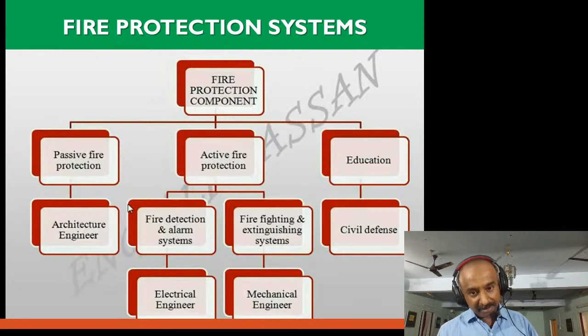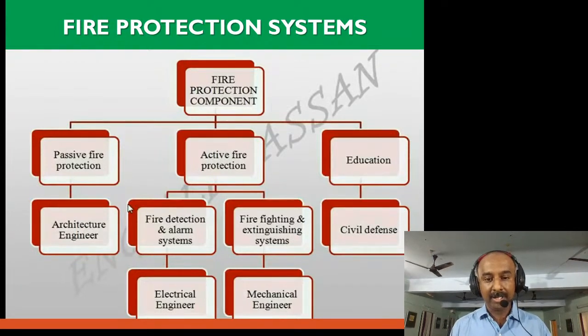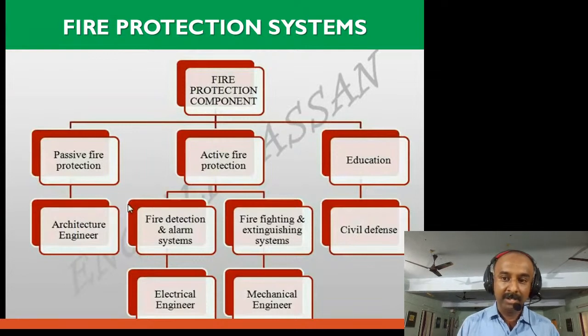The active fire protection system has two classes. First one, fire detection, then firefighting methods. Fire detection includes the alarm systems. It's an indication sign of the fire, an alert system. The firefighting and extinguishing system covers, while the fire starts, the different kinds of equipment used to cut off the fire.